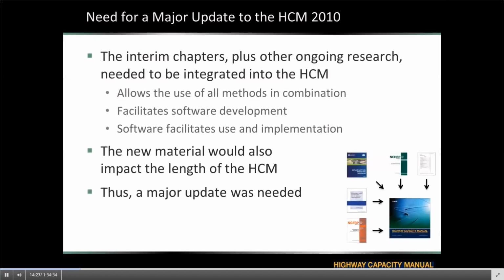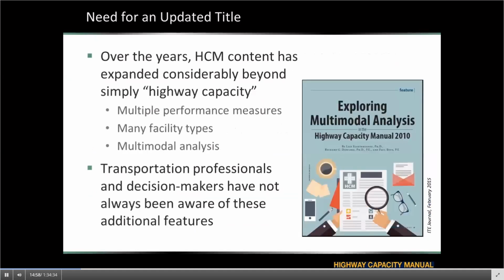In order for research to become implemented, it needs to be usable by practitioners. These days, this often means that methods need to be implemented in software. In order for software to be developed, the new methods need to be integrated with existing material and explained in sufficient detail that software developers can accurately replicate the method. At the same time, the need exists to explain the methods clearly to end users. As a result, a new edition of the HCM was required.